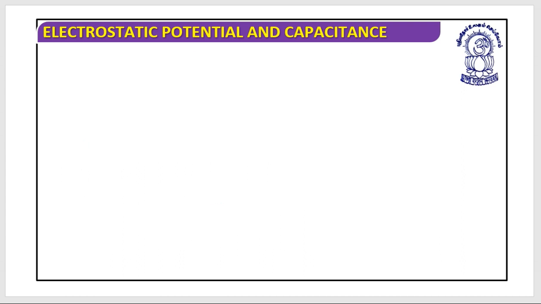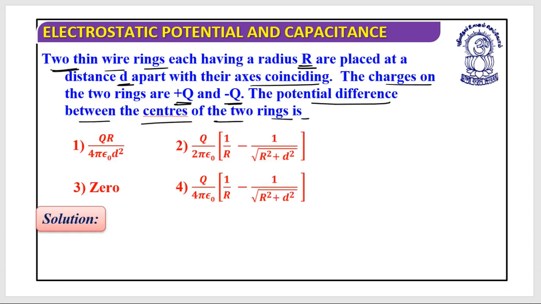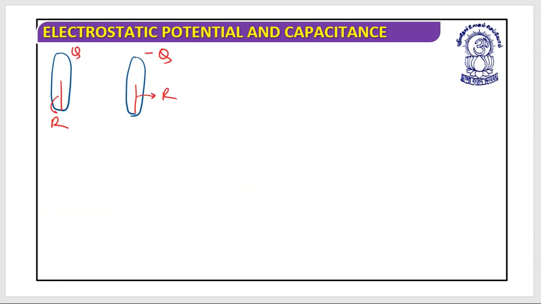First, let's have a rough sketch of this. Let's suppose this is one ring, this is another ring. Both have been given a charge. One is plus q and another is minus q. Their radius is r and their separation is d. So the distance from the center of one ring to the center of the other ring is d.